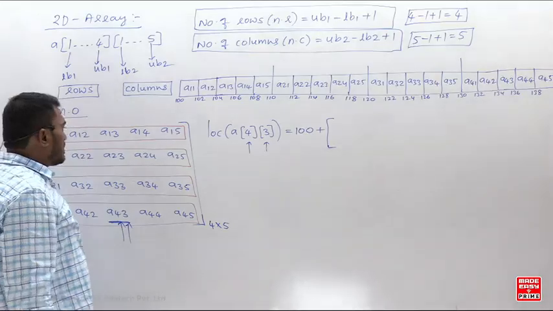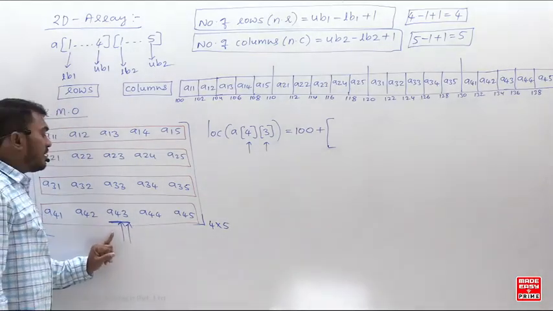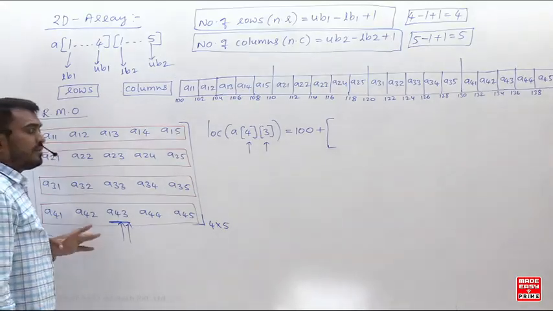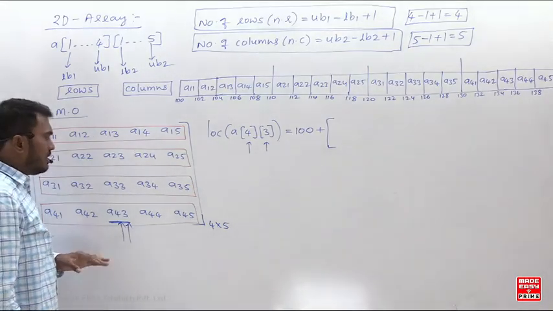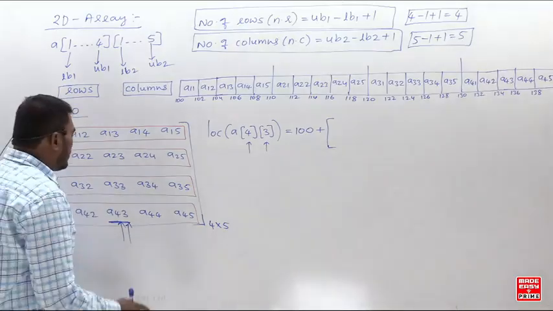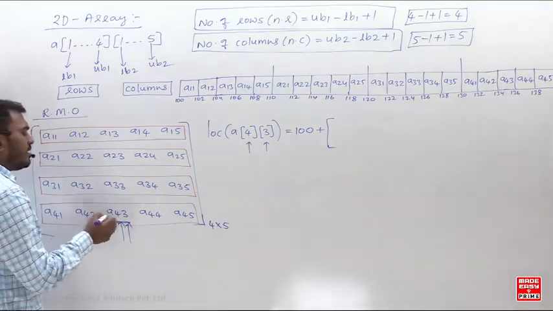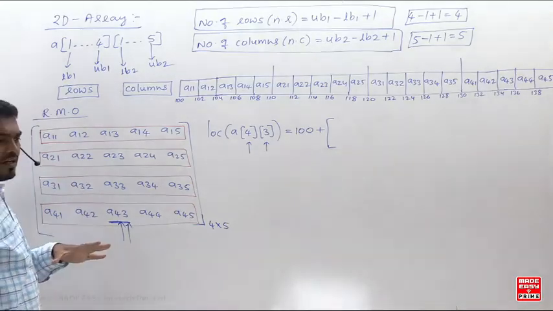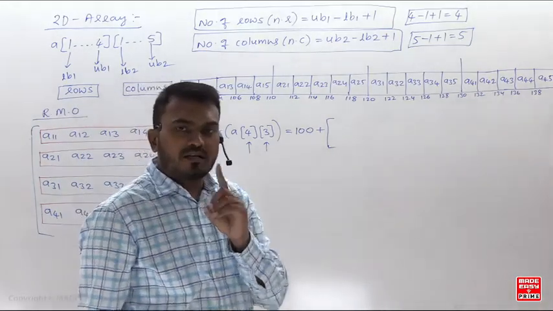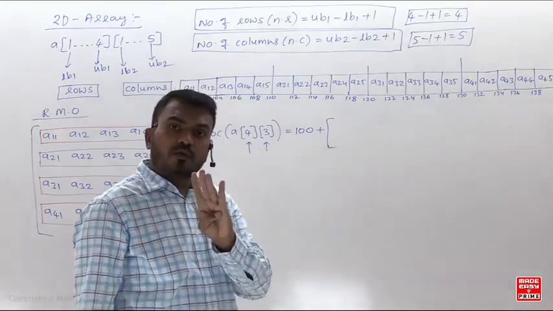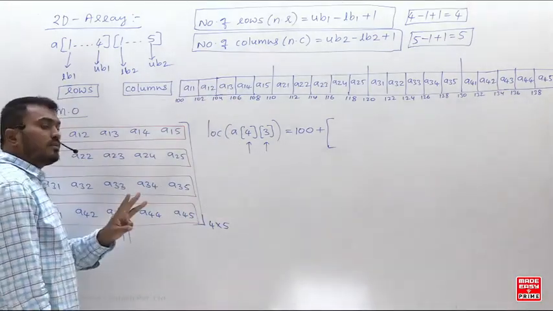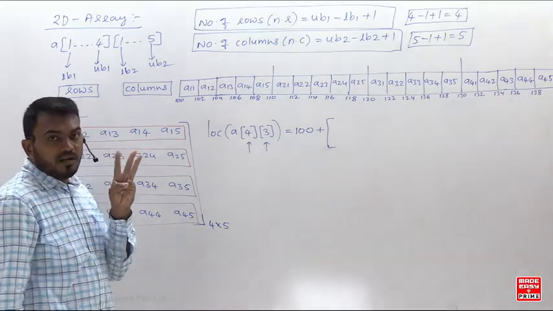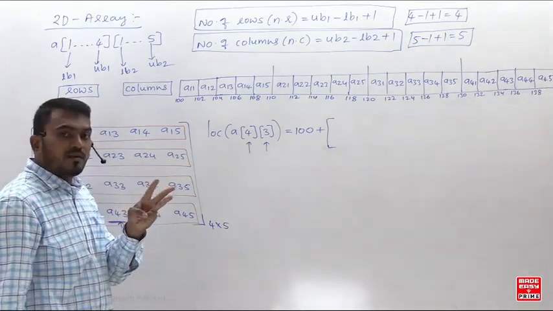Is that clear? Next. Now you want to find the location of A[4][3]. Remember, this is row major order. The first concentration is on the rows. So you want to go to the fourth row. How many rows do you have to cross? Tell me that first. Since it is row major order, the first concentration is on the rows. So to go to the fourth row, you have to completely cross 3 rows.